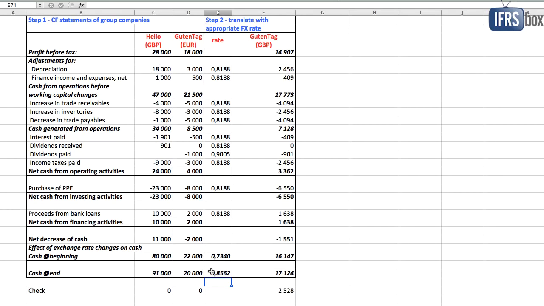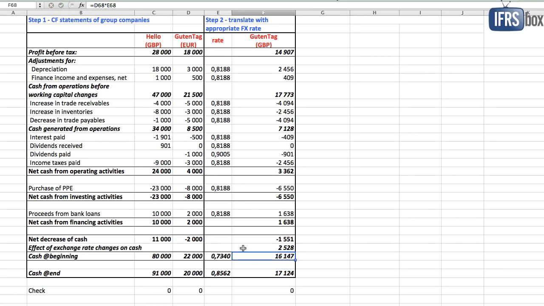Now, there's a checksum. It checks whether your numbers are correct and it should be 0. Here it's not 0 because we applied different foreign exchange rates to different items, and it's quite huge. It's 2,528. This is the effect of exchange rate changes on cash, and if you are preparing your cash flows with the common method from the consolidated balance sheet, this would be wrong.